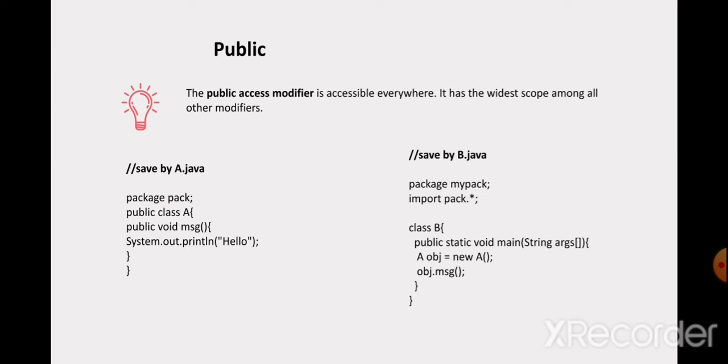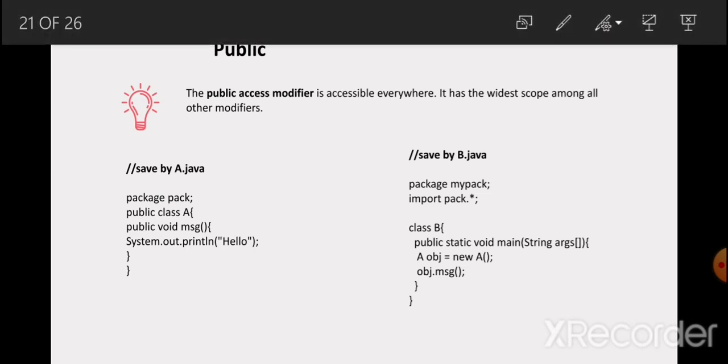So if I go to another package, that means mypack, then you see that I imported the other package, and I didn't use any superclass or subclass. I am just creating the object and then directly calling the object's message method, and message is public, so it can be accessed anywhere. So I think you guys understand.